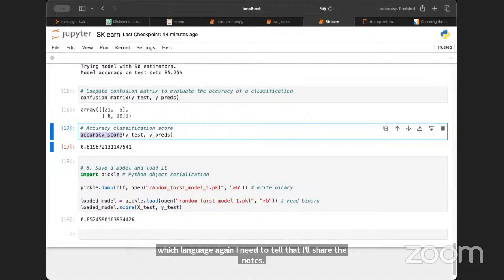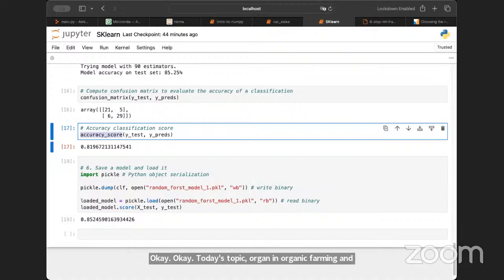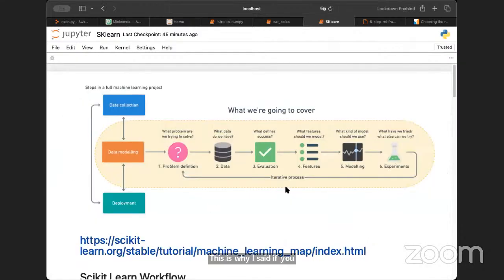Today's topic, organic farming and introduction to algorithms. Why I use this is because it's a classification algorithm. You can use KNN as well, that is also a classification algorithm. There is no right answer to using anything. It completely depends on what is getting you the right predictions. This is why I said, if you look at the first diagram itself, it is an iterative process.